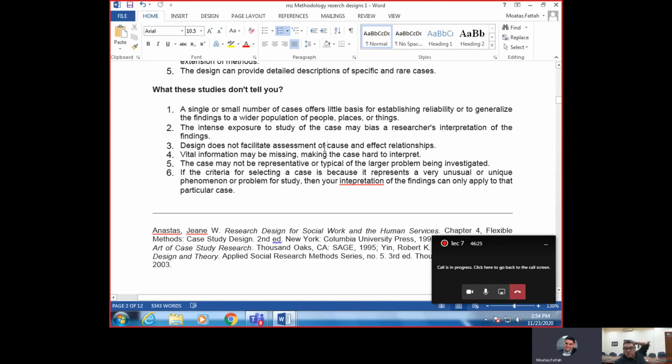So here, you just need to limit your ambitions regarding coming up with a causal relationship. Vital information might be missing, making the case hard to interpret, which is another important thing. When you have one case study, are you sure that you can have all the relevant information about it? Or actually, no, it is not enough information, but still very important. So we need to understand what's happening, even if I do not have all the interpretation, all the information.